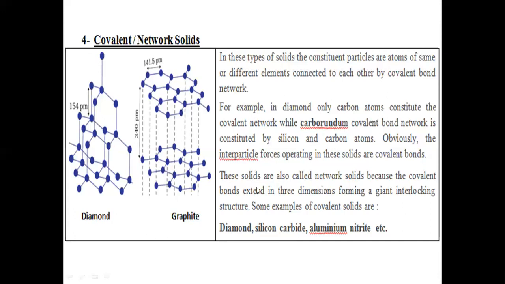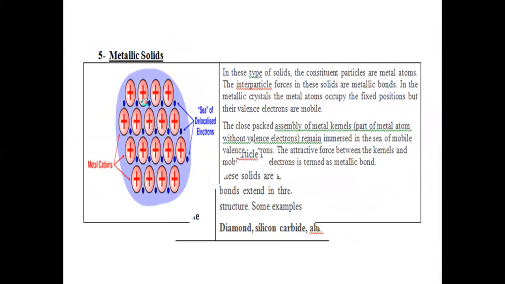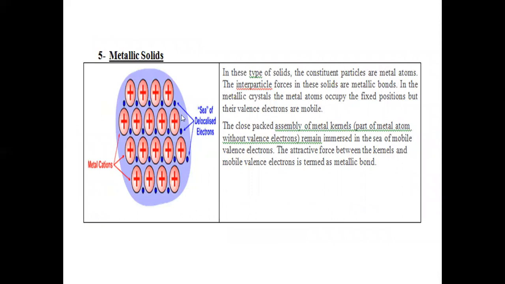Here the force which is holding together all the constituent atoms, that force is covalent bond, and they form to appear as a network. That's why these solids are also called network solids. The last category of the crystalline solid is metallic solids.